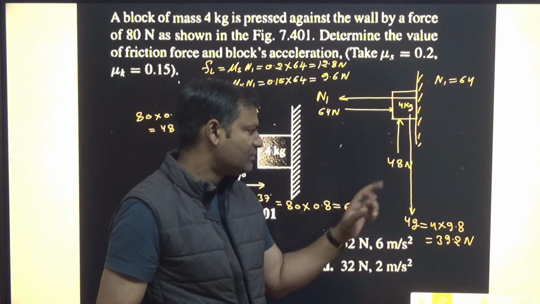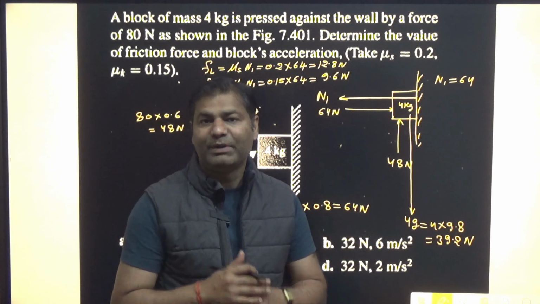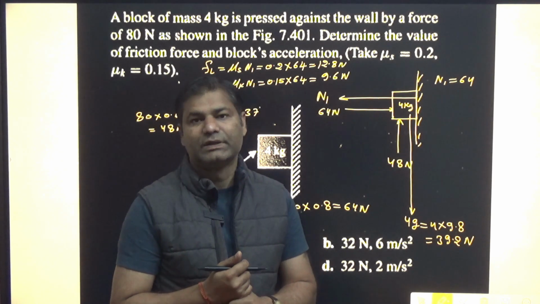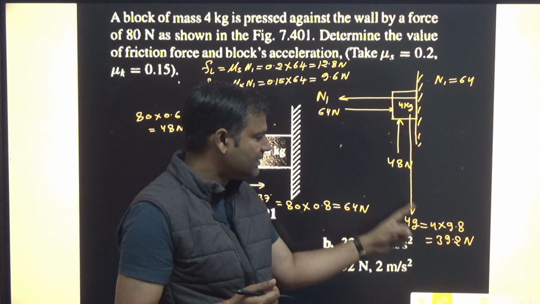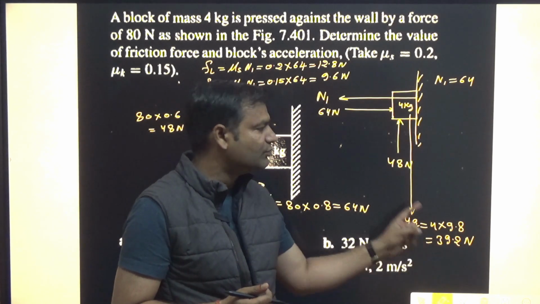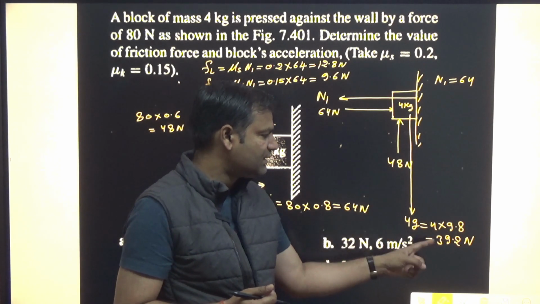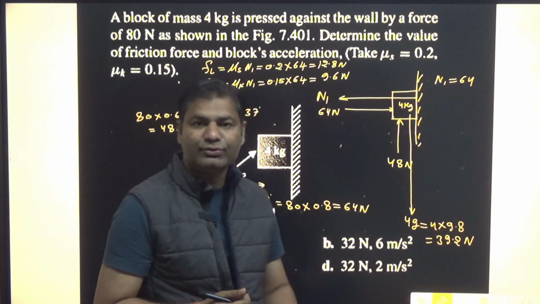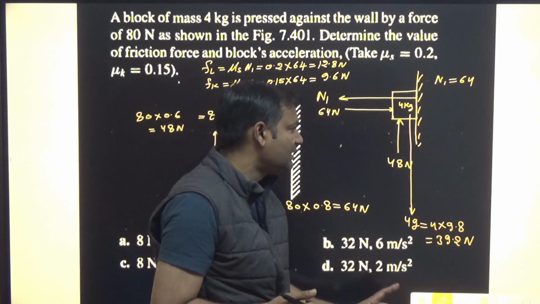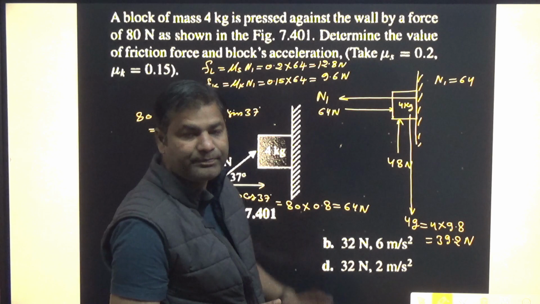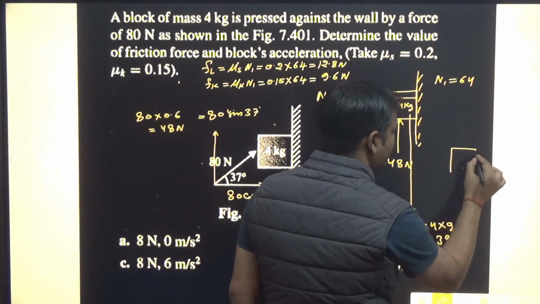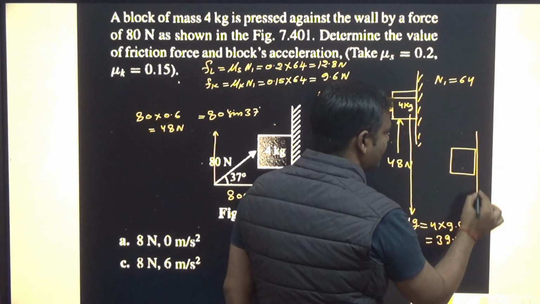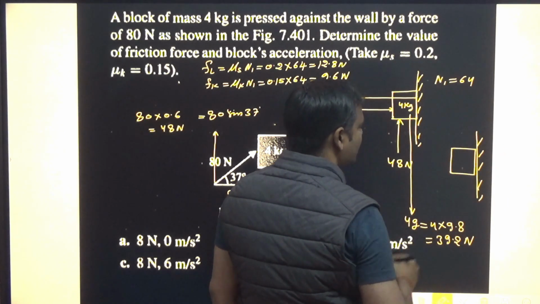Someone says this one, someone says that one, but applied force means net force. If you see 48 and here 39.2, which one is greater? 48 is greater than 39.2, so the net force is in which direction? The y direction. So finally, let us make the final block diagram corresponding to that one.